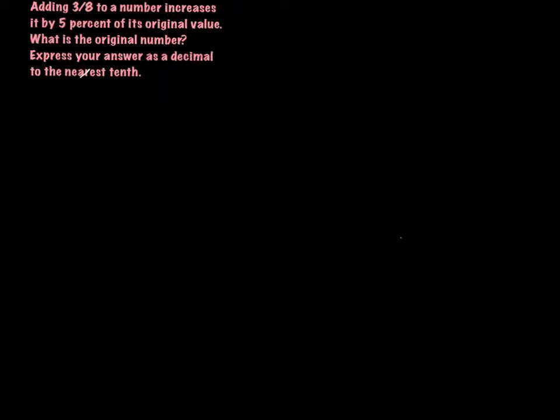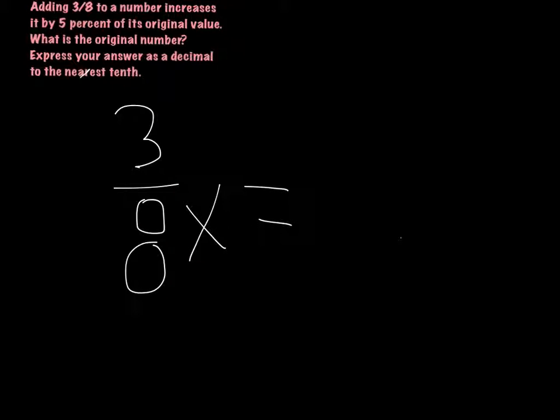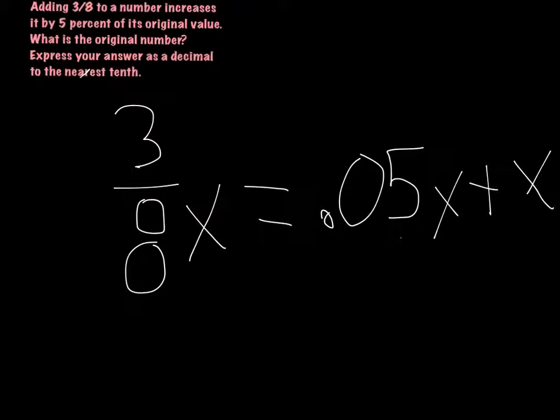Okay, so first you'd start by creating an equation for this problem. So you'd start with 3/8 x, because you're adding 3/8 to the original number every time, equals, and then you turn 5% into a common decimal, so it'd be 0.05x, and you'd have plus x because you're adding it to the original number every time.